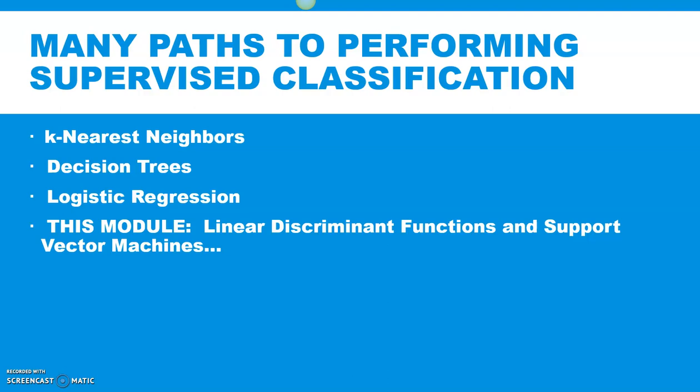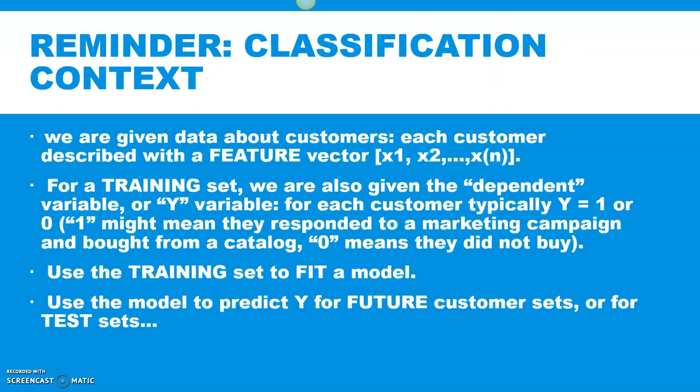You could do k nearest neighbors. You could do decision trees. You could do logistic regression. And in this video, I'll introduce you to something called linear discriminant functions and support vector machines. So this is a good opportunity to take a step back and understand the intuition behind all of these techniques, so that you see all of them together in a single place.